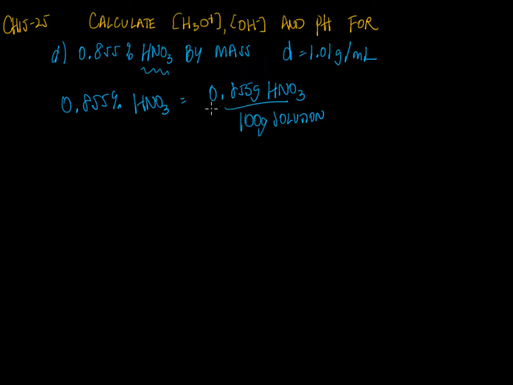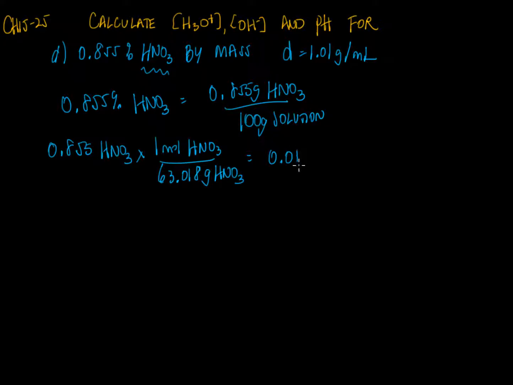We could handle that. So what we want to do here is convert the grams of nitric acid to moles. Using the periodic table on the front inside cover of your textbook, 1 mole of nitric acid comes out to a calculated value of 63.018 grams. What I get for the moles of nitric acid is 0.01357. I'm keeping an extra significant figure here to avoid rounding errors.